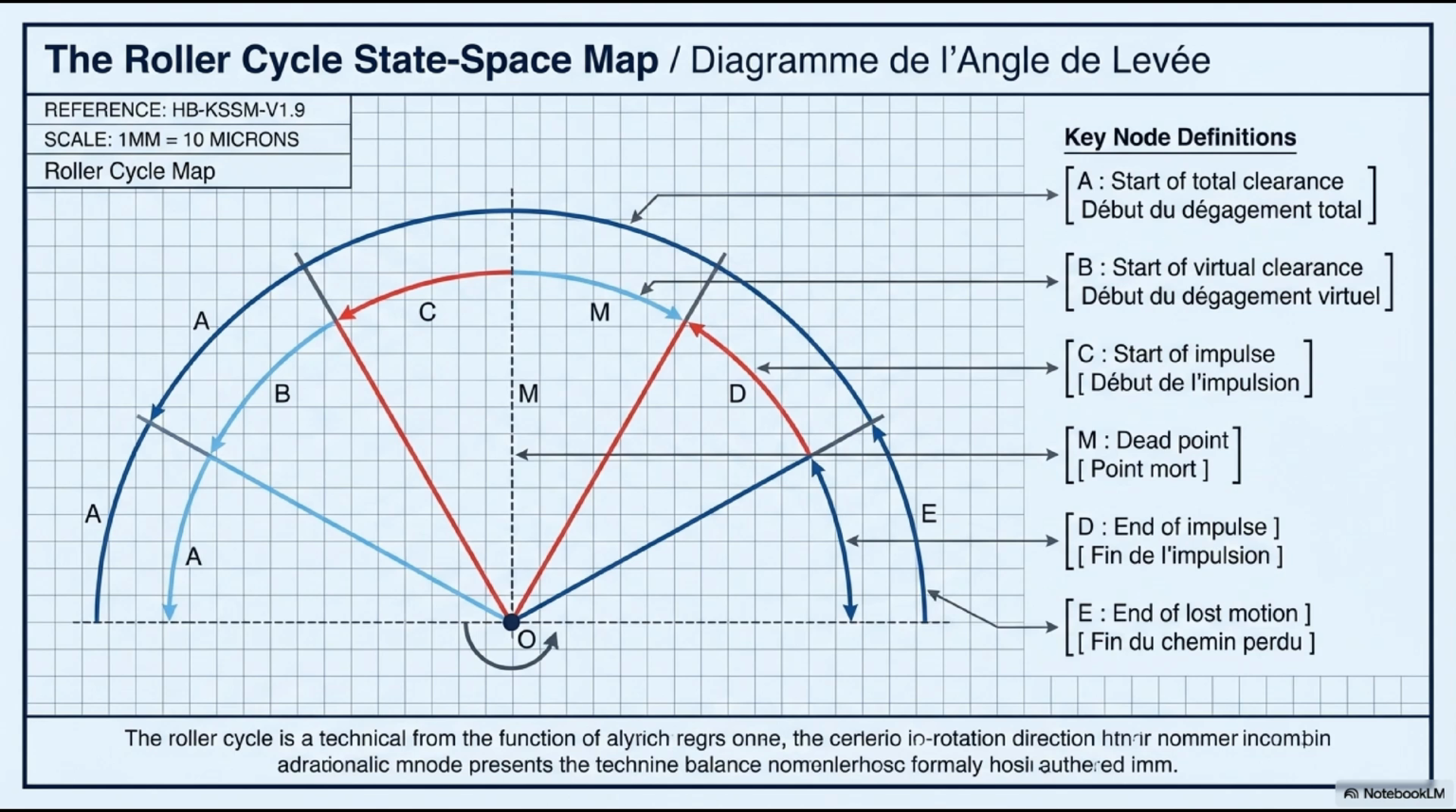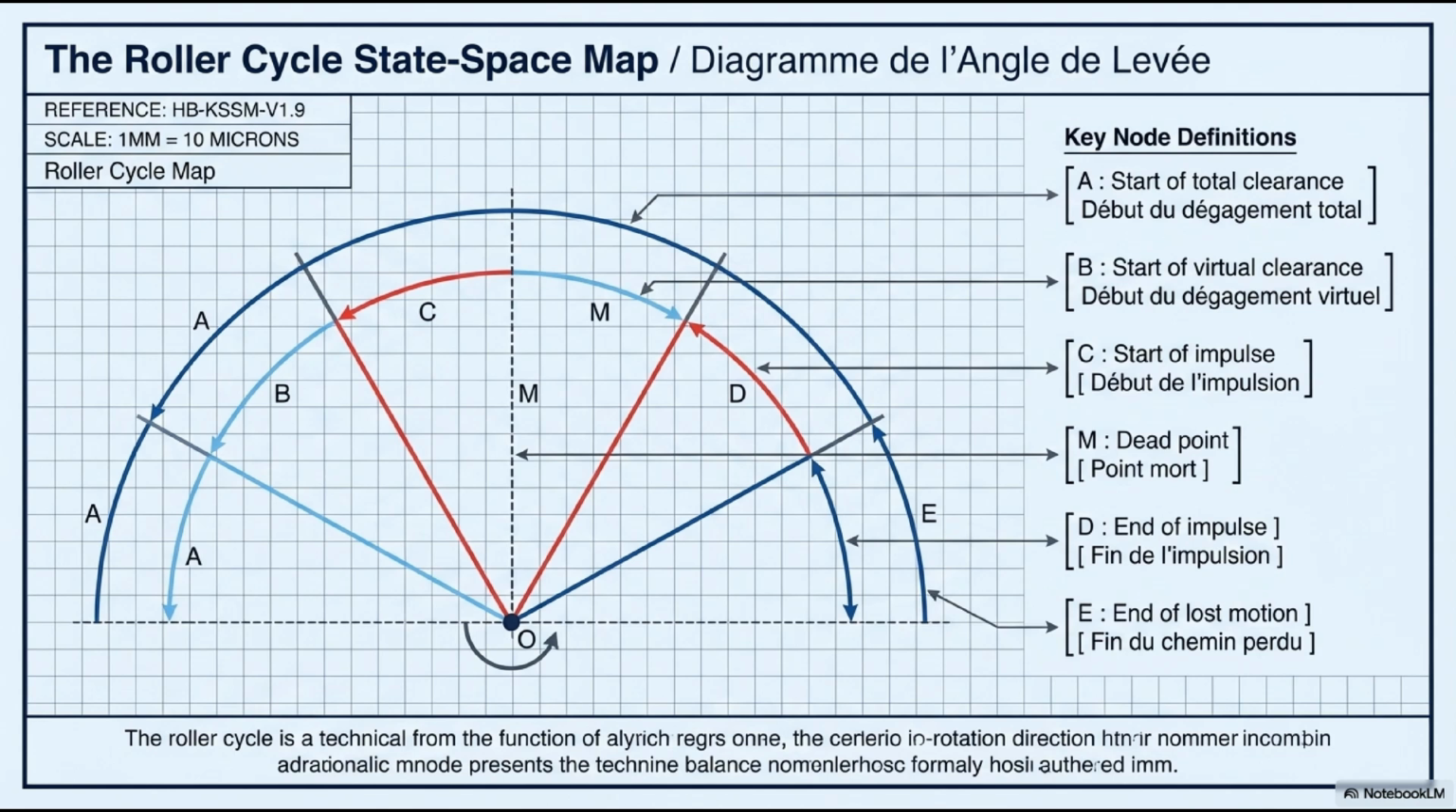Node D, end of impulse, fin de l'impulsion. Contact between tooth impulse face and pallet stone impulse face breaks definitively. Drop phase begins. Node E, end of lost motion, fin du chemin perdu. The fork baguette has seated against the new banking pin. The balance is free again in the supplementary arc. Between E and the next A lies the entire supplementary arc, the long, precise, free oscillation window.